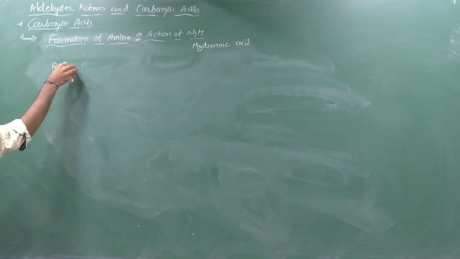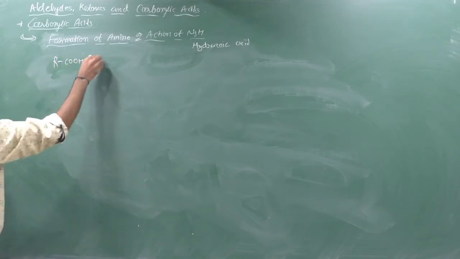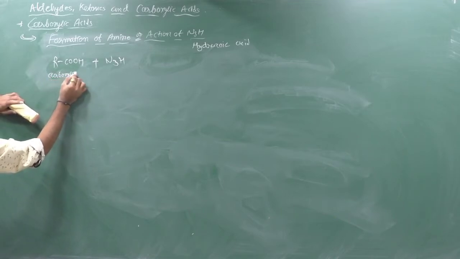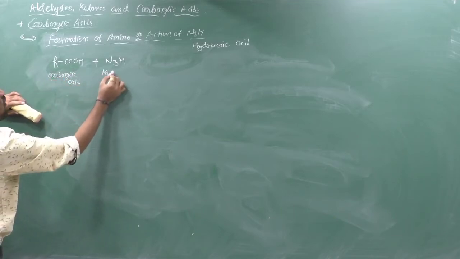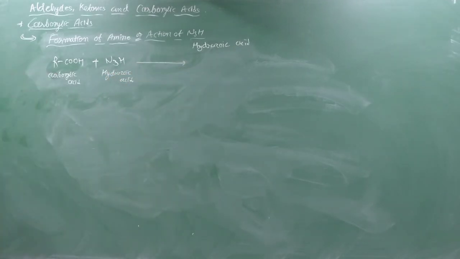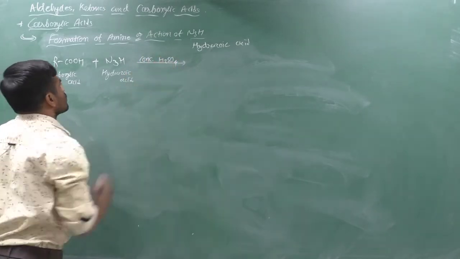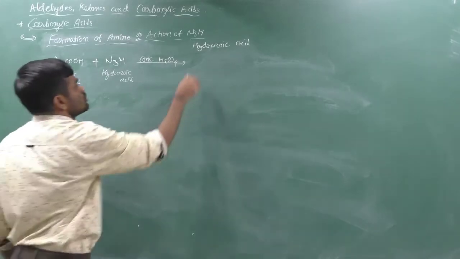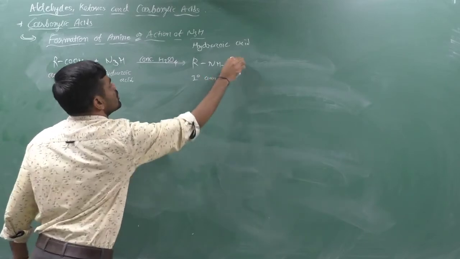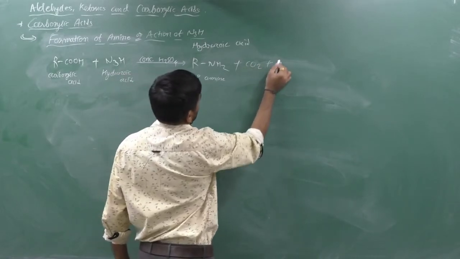Suppose we have a carboxylic acid. We treat it with N3H, hydrazoic acid, in the presence of concentrated H2SO4. We get the product RNH2, which is a primary amine, plus CO2 is released plus N2. That is the product.